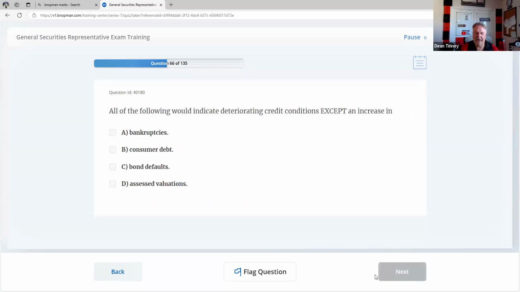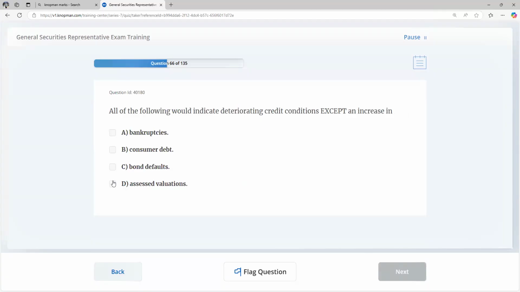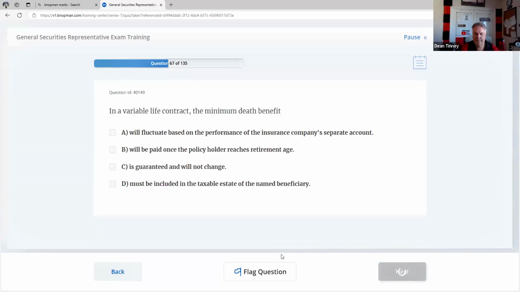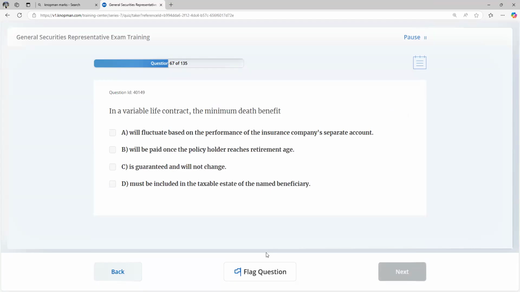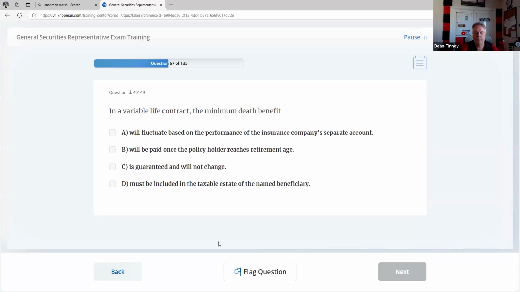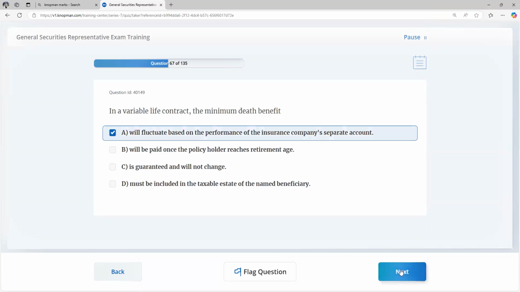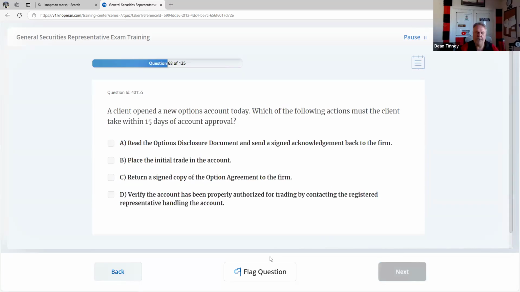All the following would indicate deteriorating credit conditions, except an increase in the assessed valuations. That's kind of a stupid question. In a variable life contract, the minimum death benefit. Okay, the minimum death benefit. I think the death benefit fluctuates based on the separate account. That's right.